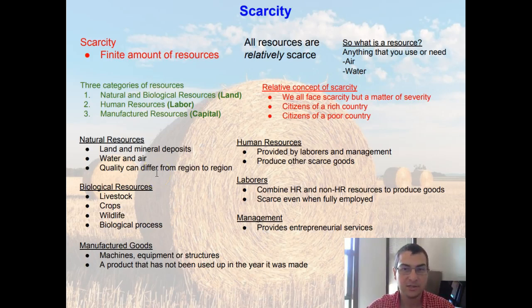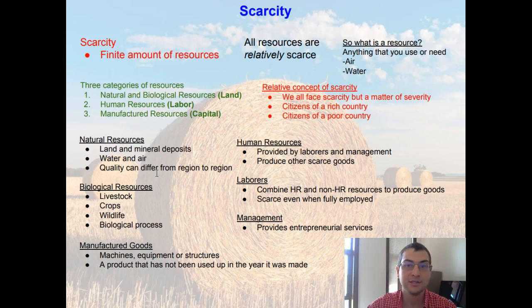Since scarcity is one of the three foundations of economics, let's dive a little bit more into it. Remember that scarcity is that there's only a finite amount of resources available. And because there's only a finite amount of resources or goods out there, we must make choices on how we use these resources. And these choices are often based off of your self-interest.